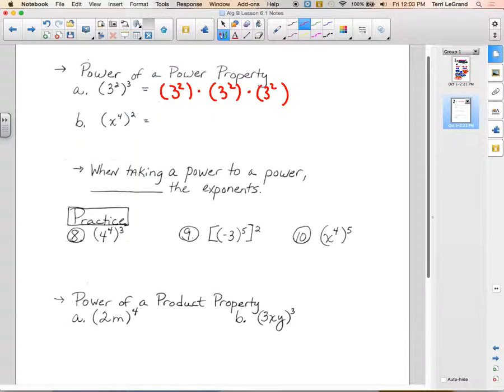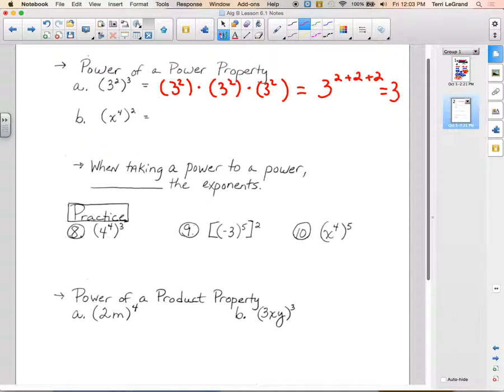Okay, and then we know that now we have a product of a power. Now we get a multiplication problem that has powers in it. What do we do when they all have the same base? Add their exponents. So now we're going to say, oh, well, then that can be written like this. 3 to the 2 plus 2 plus 2. They're all squared. And that equals 6. 3 to the 6th.